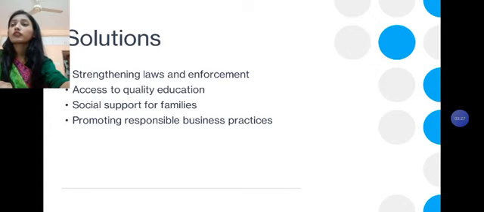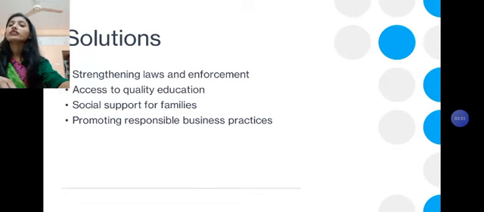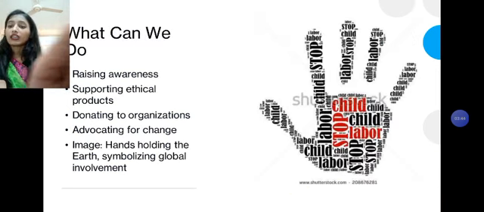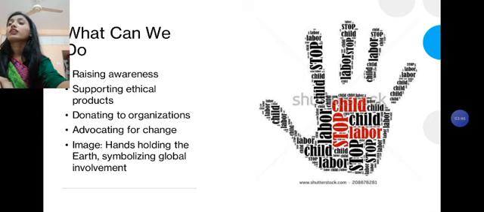First of all, strengthening laws and enforcement can prevent child labor. Access to quality education, social support for families, and promoting responsible business practices can prevent child labor. And in the next slide, we can see what we can do to prevent child labor.